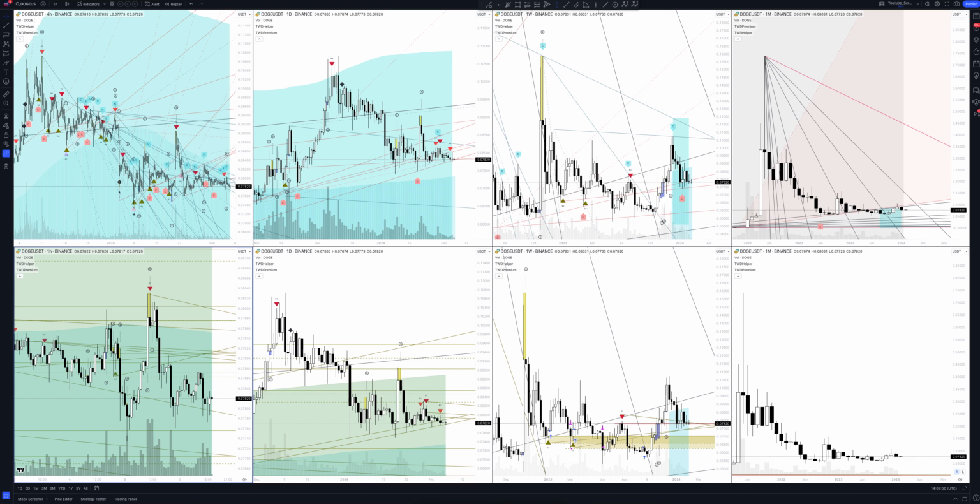Today we will take a look at Dogecoin cryptocurrency. Let's analyze the market situation and find out how you can make money on it. Let's start.